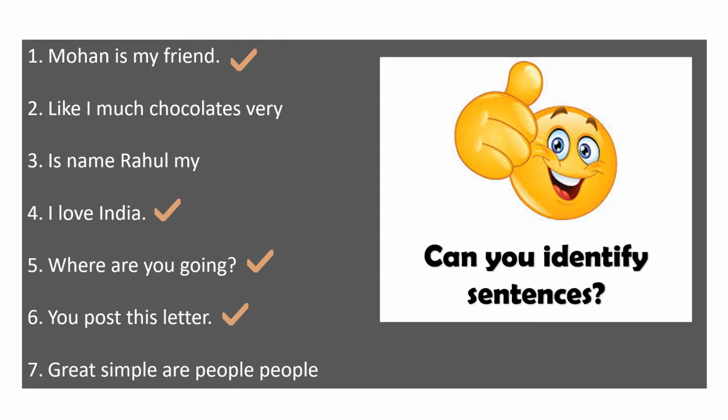Only the first, fourth, fifth, and sixth ones are sentences here, because those sets of words are meaningful. If a set of words is meaningful, then it is called a sentence. If it is not meaningful, we don't call it a sentence.